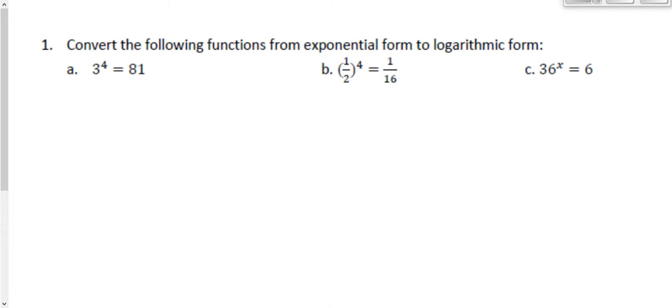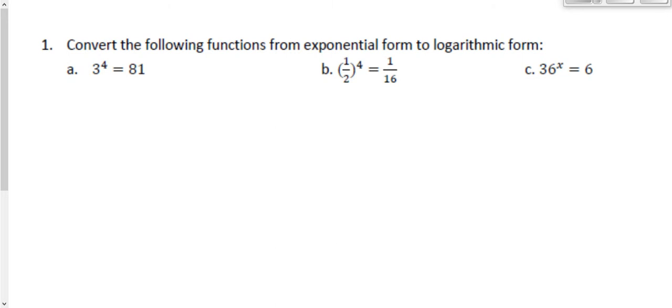Okay, we're going to start our Unit 7 review for logarithms and exponential functions, and we're going to start with converting back and forth between exponential and logarithmic forms. So we're going to start with these exponential form problems for question 1 on the review and convert them into logarithmic form.